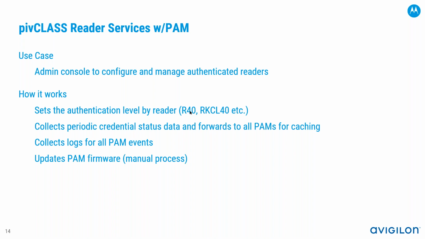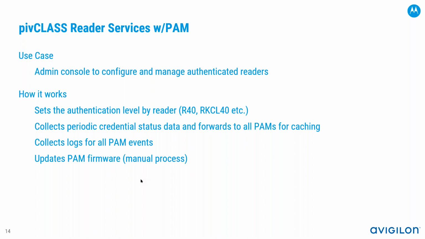Maybe down in that path or inside that facility, now I need to have access to, let's say, the server room, for example, and that to me is a high security area. In that particular door, I'm going to put a reader that will ask for the card, the PIN number, and the fingerprint. So all that configuration, all that validation is managed by the reader services. This will tell the PAM what level of communication, what level of authentication I need for each individual reader. Okay, so important service.